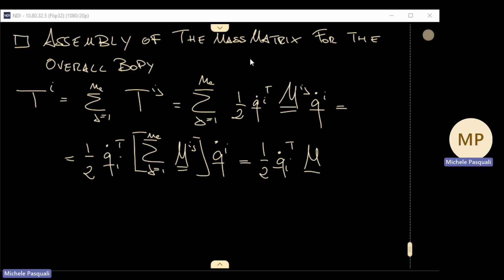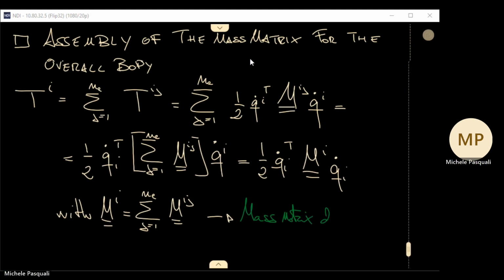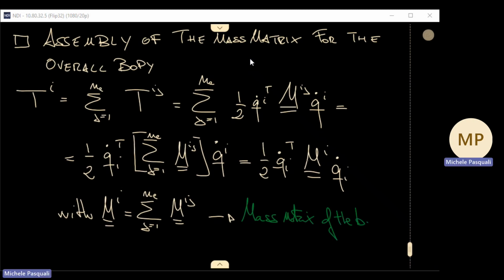So this was basically defined as Mi Qi dot, with Mi, which is the mass matrix of the overall body, being just the sum of the masses of the elements, like so. Okay, I will just rewrite it for the sake of clarity. So of the body.